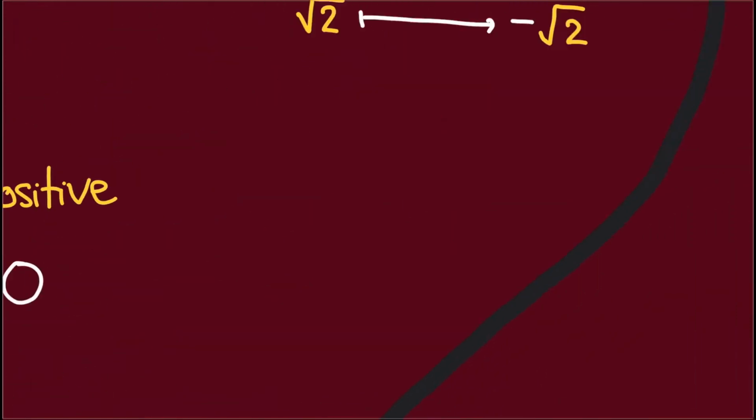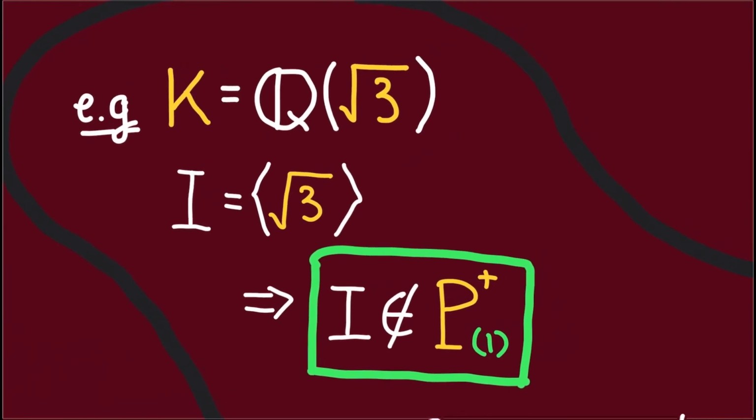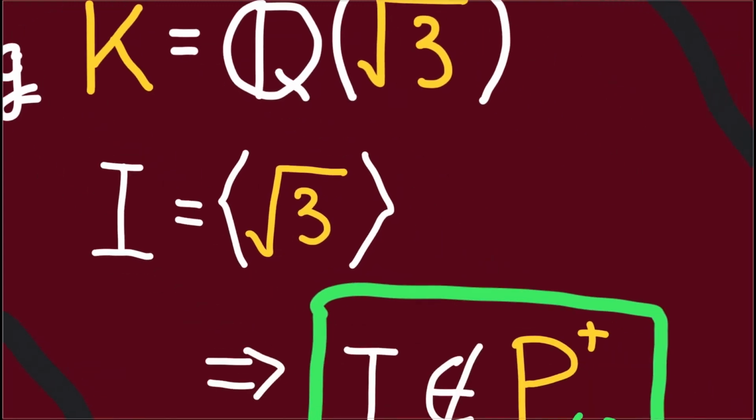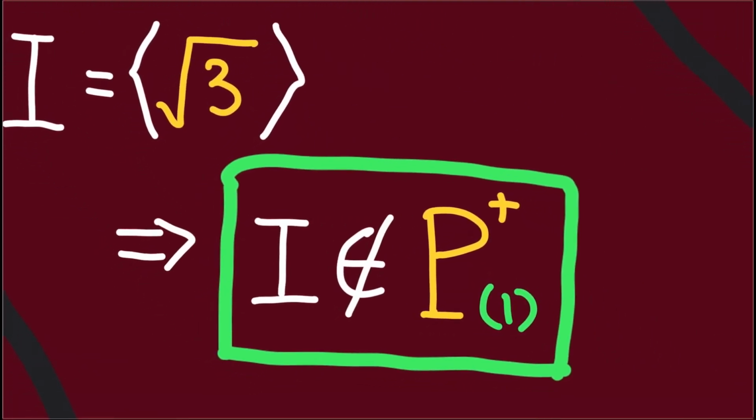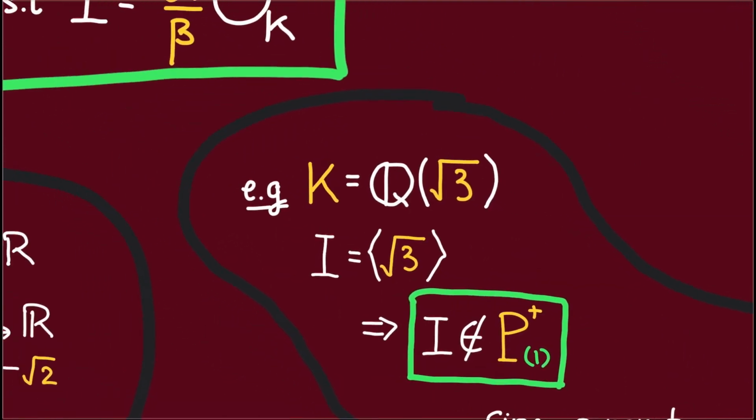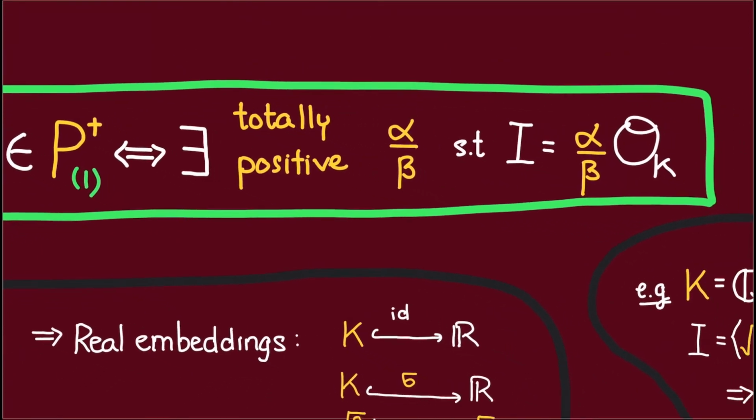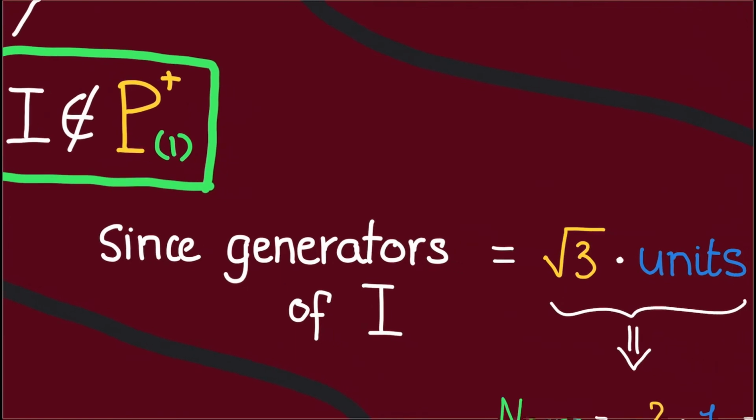Now let us look at an example of an ideal that does not lie inside P_1^+. If we let K be Q adjoin square root of 3 and let I be the ideal generated by square root of 3, then we claim that I is not gonna lie inside P_1^+, i.e. I cannot have any totally positive generator. So let's see why that is.